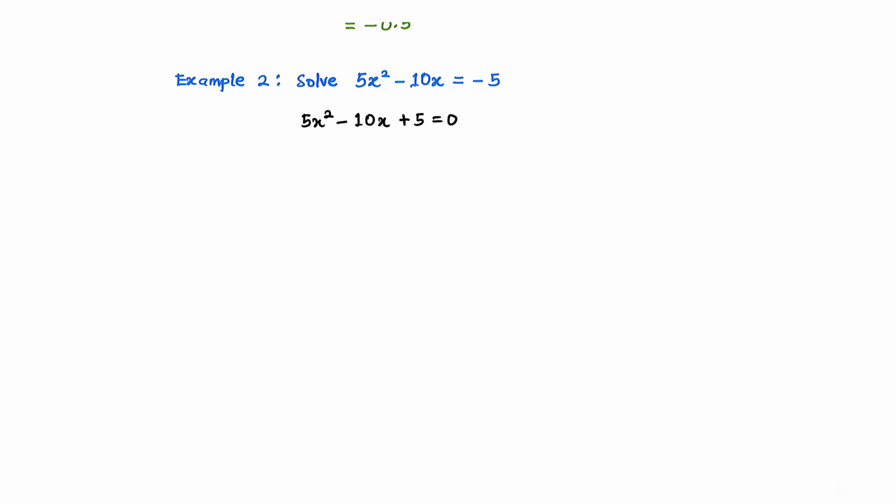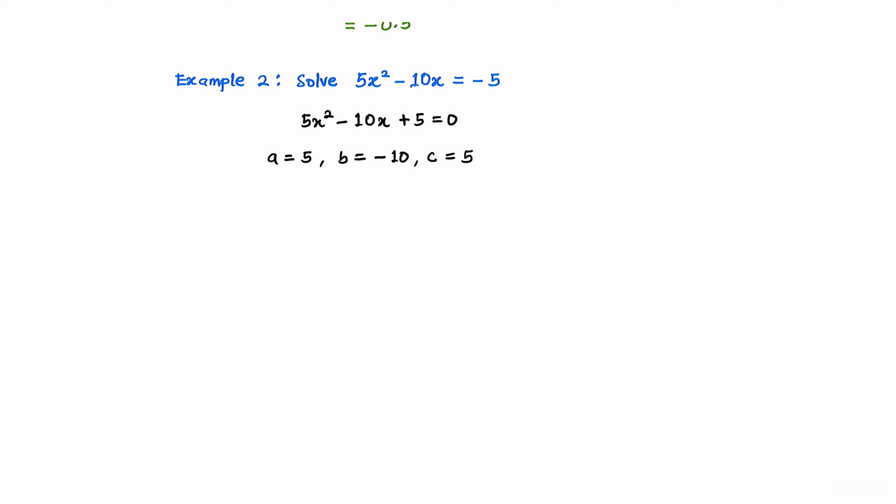Now the equation is in the standard form and we can correctly determine the value of a, b, and c. So that means a is the coefficient of x squared. So that means a equals 5. B is the coefficient of x. So the coefficient of x here is negative 10. It is important that you do not ignore a negative sign. If there is a negative sign, the negative sign belongs to the coefficient. And the value of c equals 5.